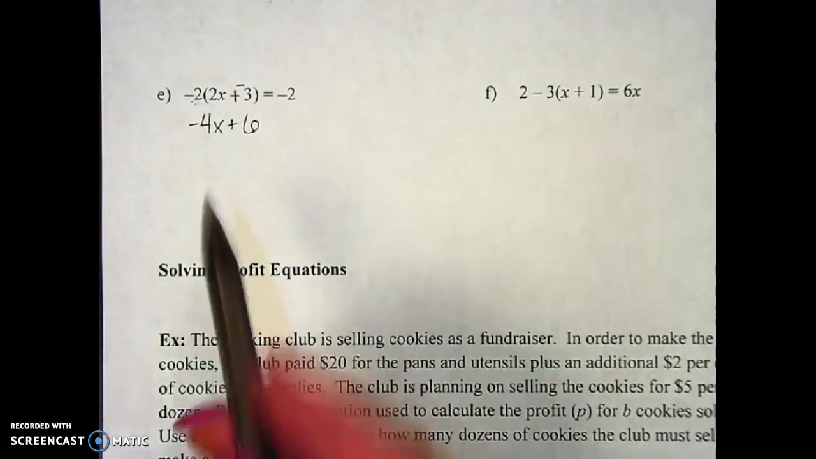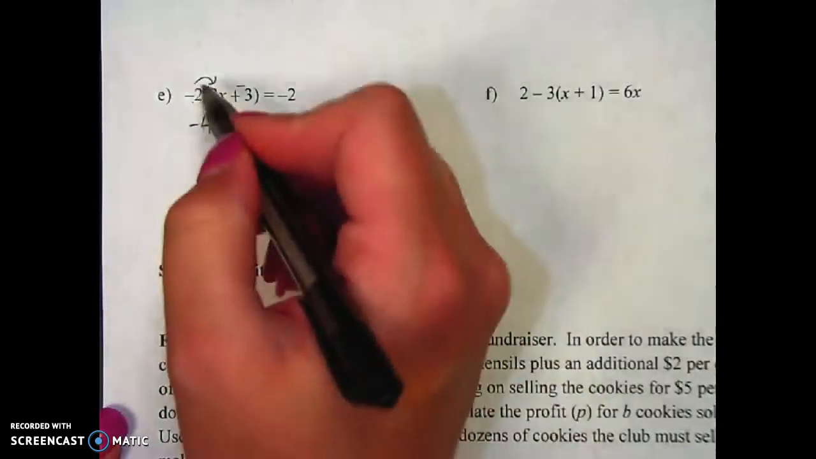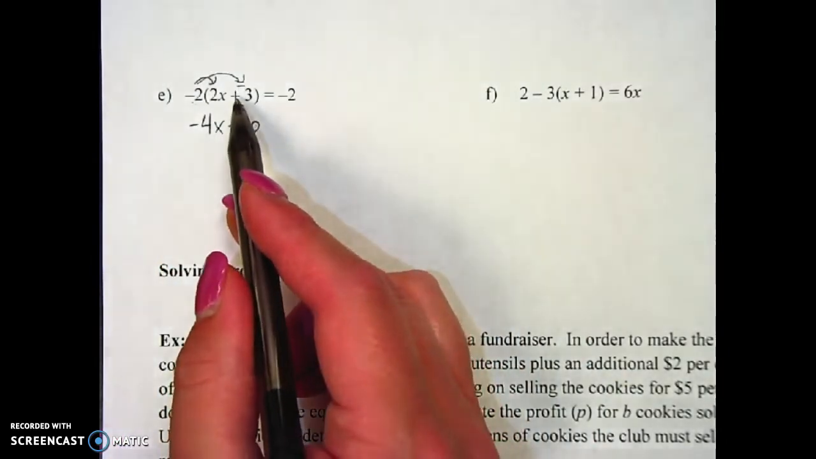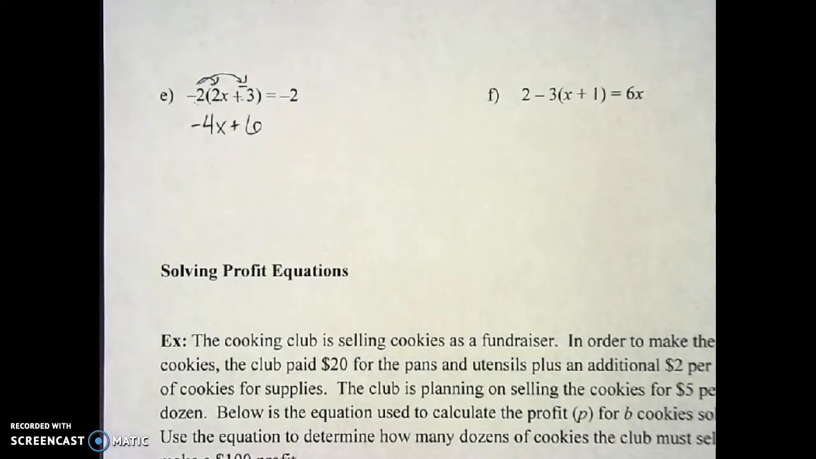Okay, so again, I took negative 2 times 2 to get negative 4, and then negative 2 times 3 would make negative 6. But since I have that minus sign there, a minus and negative would turn into a positive 6.